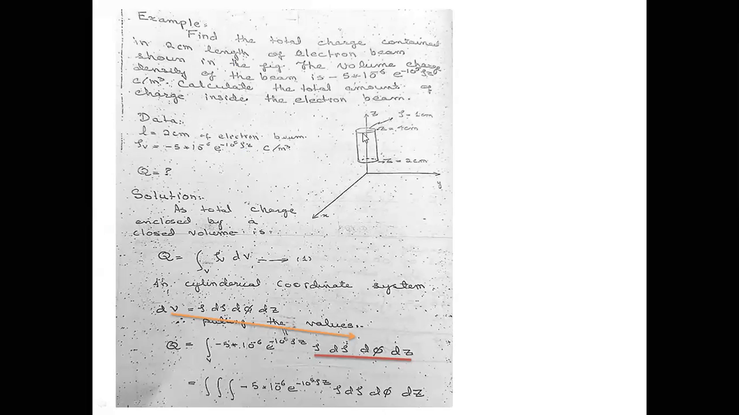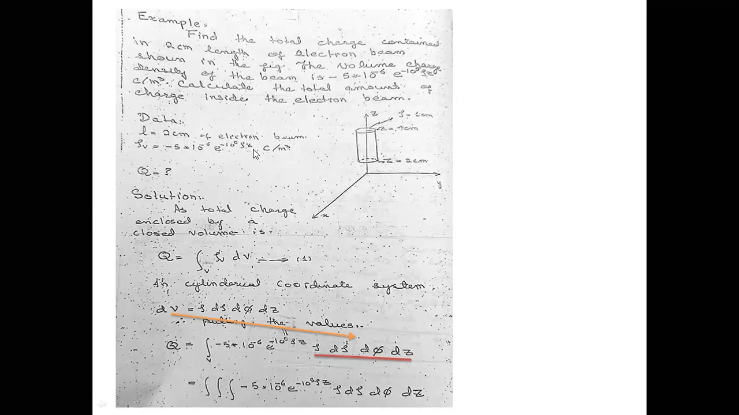In this example, they've shown that we have a full, complete cylinder, and the charges are distributed along this whole volume of the cylinder. So we have the volume charge density equal to minus 5 into 10 raised to the power of minus 6 e raised to the power minus 10 raised to the power 5 rho z cubed, in coulombs per meter cubed.